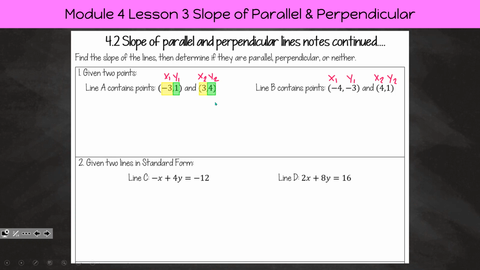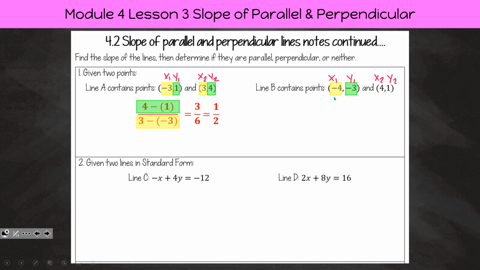our slope formula. So we're going to take our y2 minus our y1 and divide that by our x2 minus our x1. So 4 minus 1 is going to be 3. And then 3 minus a negative 3 is 6, because remember, whenever we subtract a negative, we're really adding. So it becomes 6. So 3 over 6 can be simplified to 1/2.